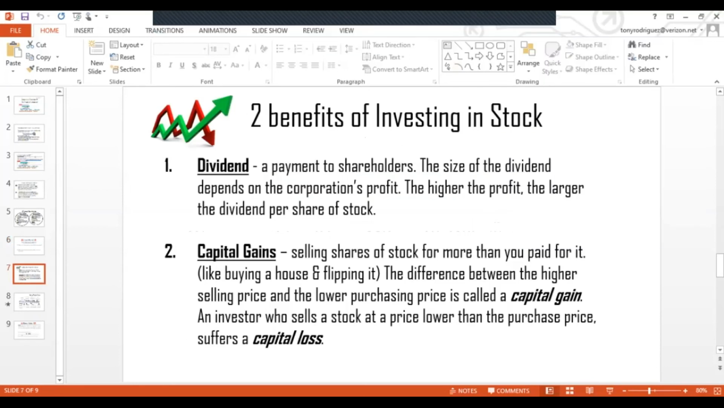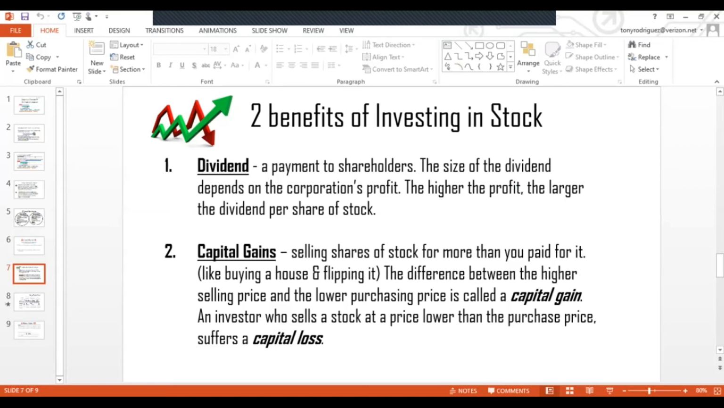Okay, now let's take a look at how people make money in the stock market, or two benefits of investing in stock. Copy this slide down. We have two slides left and then a checkpoint at the end here. This is slide 7 out of 9.